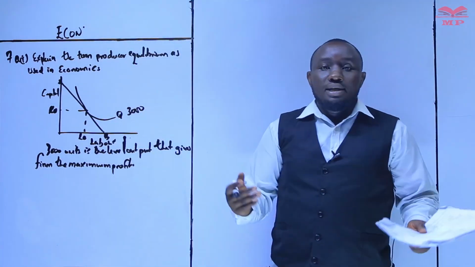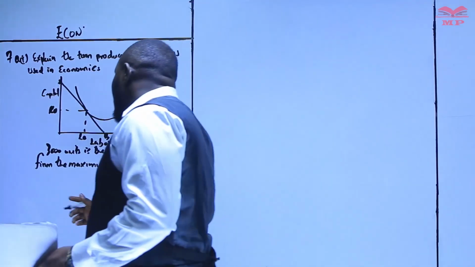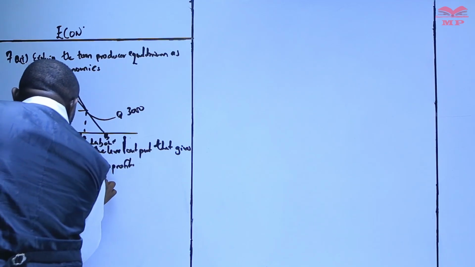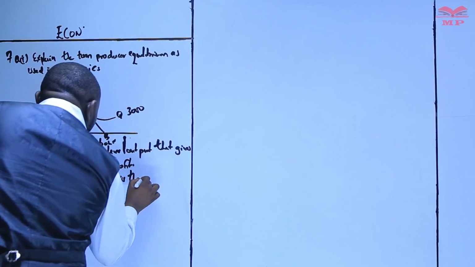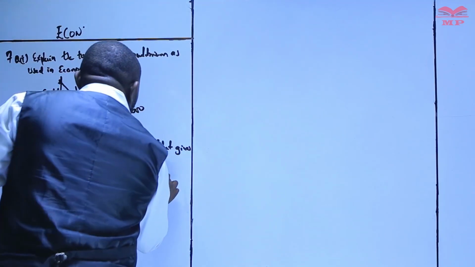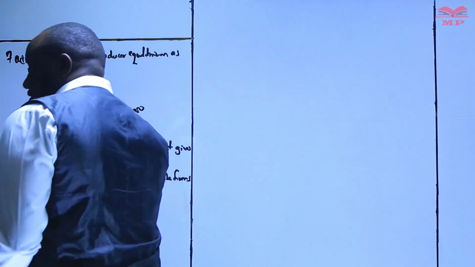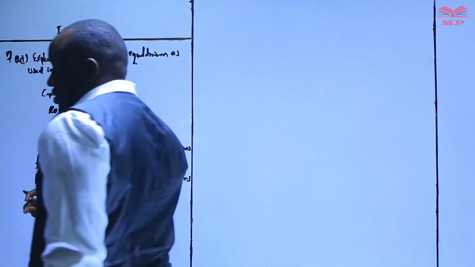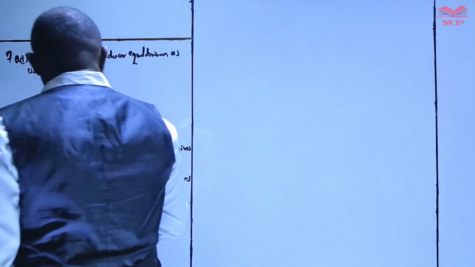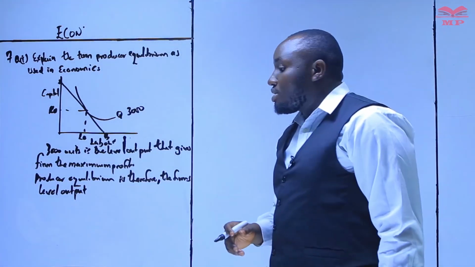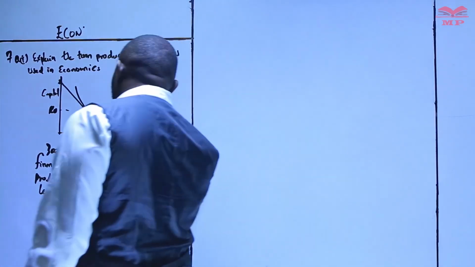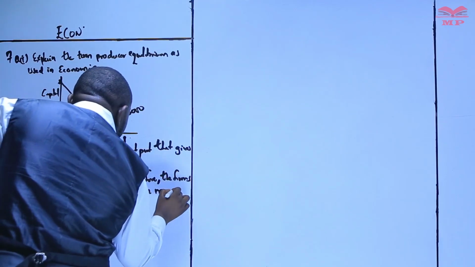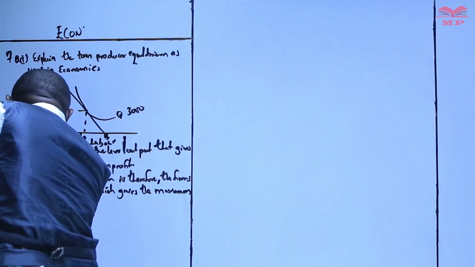So what is producer equilibrium? Producer equilibrium is therefore the firm's level of output which gives the maximum profit.